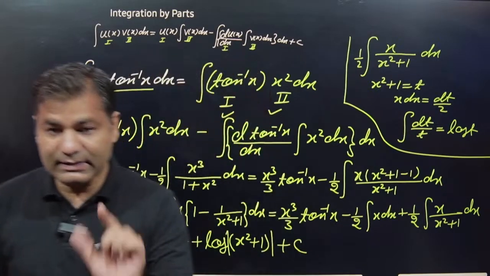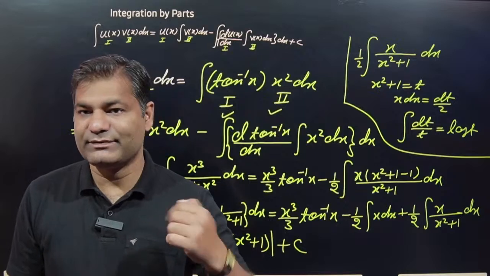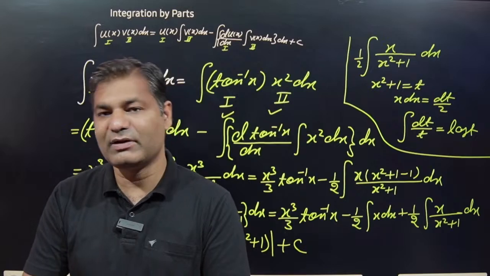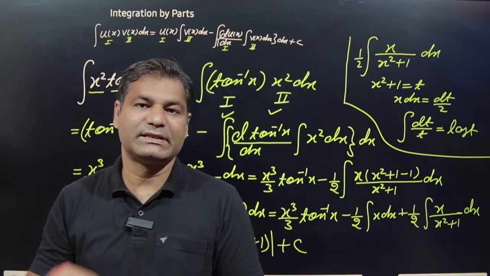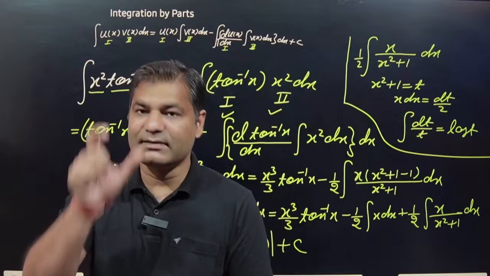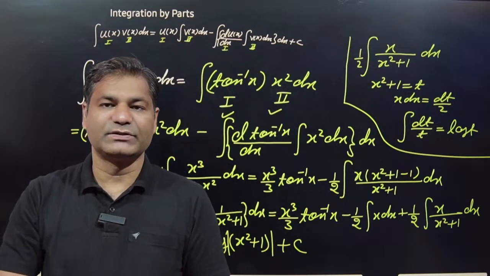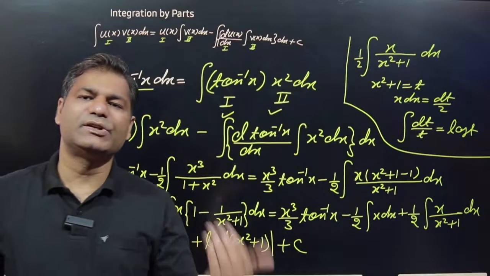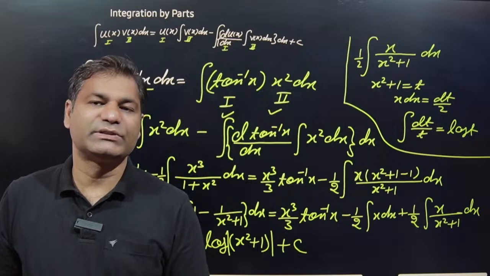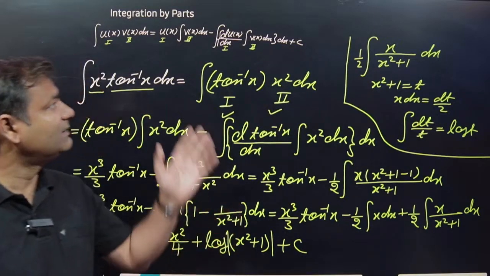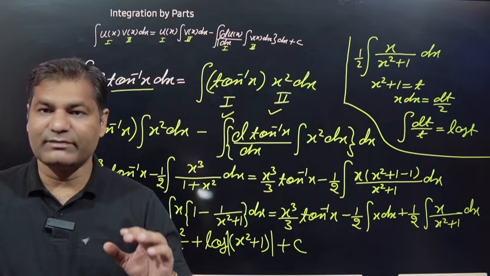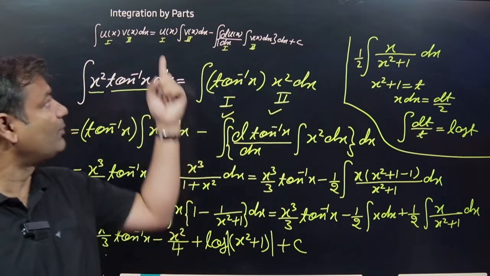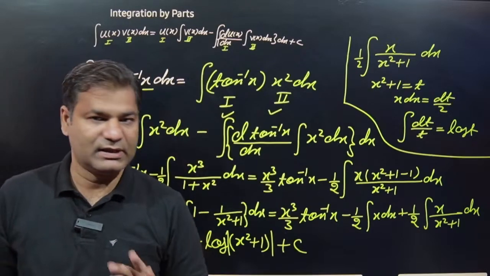But in case of trigonometry functions, if an inverse trigonometry function is available, meaning sin inverse x, cos inverse x or tan inverse x along with a polynomial, then the inverse trigonometry function is taken as first function and the polynomial as second function. Look here, why? Because integration of tan inverse x, cos inverse x, I don't know.